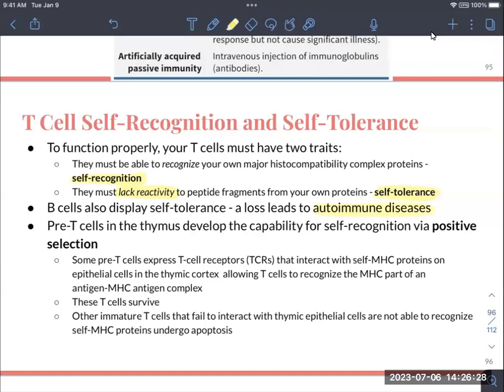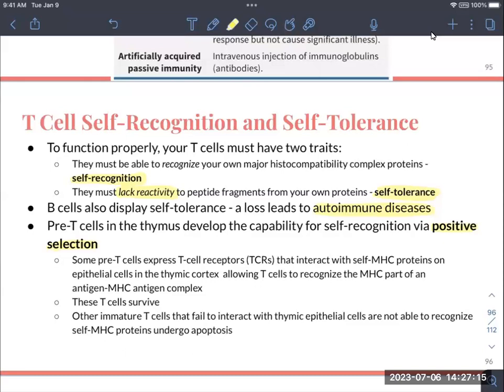T cells in the thymus will develop this capacity for self-recognition. It's known as positive selection. So some of these pre-T cells express T cell receptors, and they're going to interact with these self-major histocompatibility complex proteins that are found on these cells in the thymus. It allows these T cells to recognize that major histocompatibility part of this MHC antigen complex. Those are the T cells that will survive.